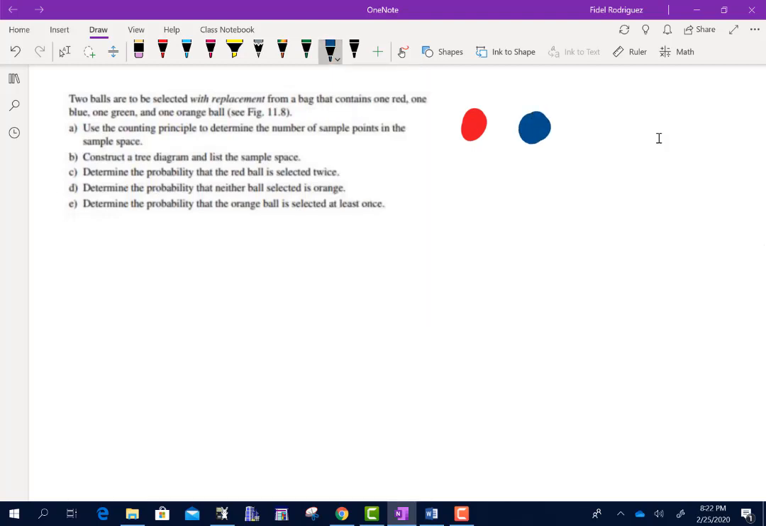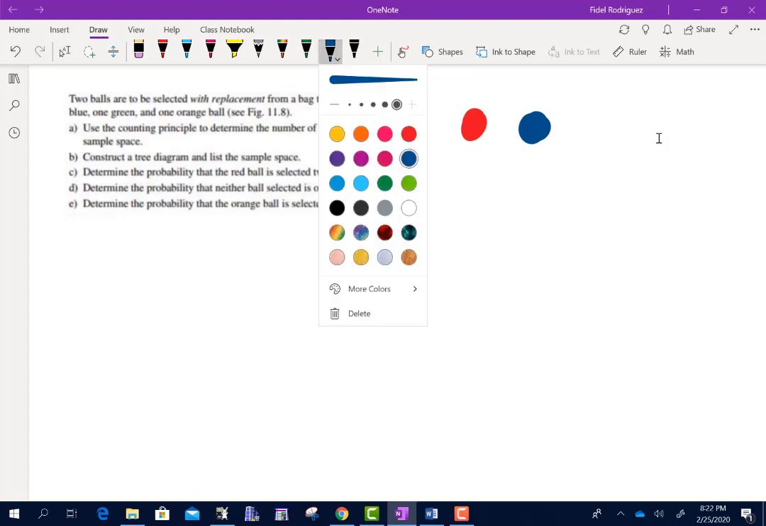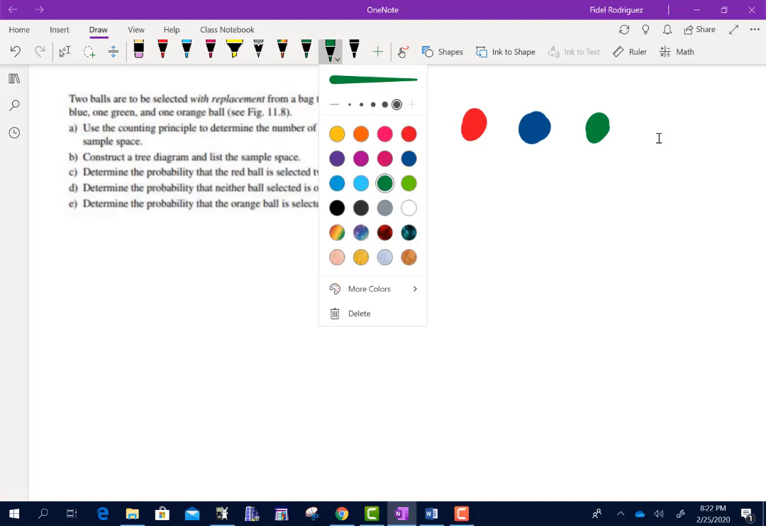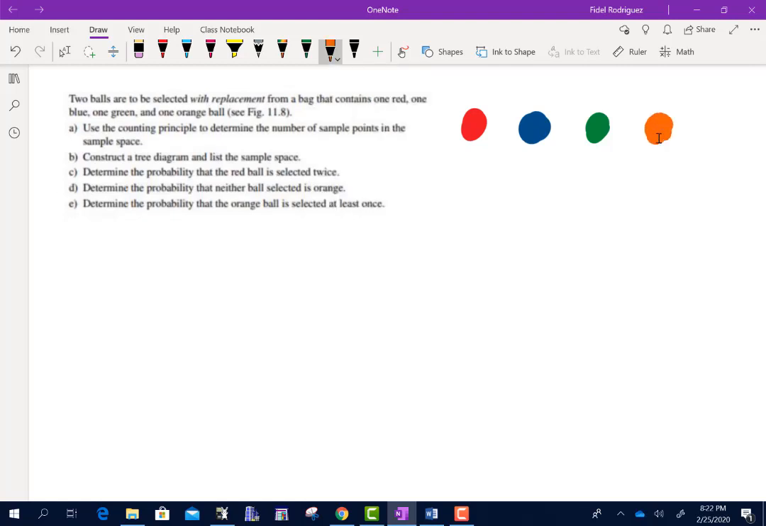There's blue. One of them is green. Here's green. And one of them is, what did it say, yellow? Oh, 1 orange ball. Okay. Orange ball. Where's orange? Here we go. Okay. So 1 red, 1 blue, 1 green, 1 orange.